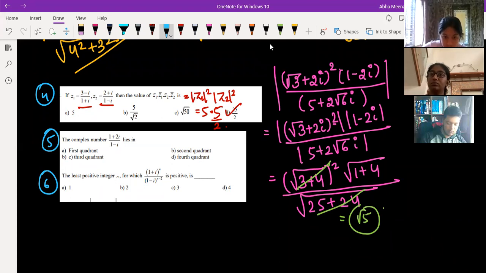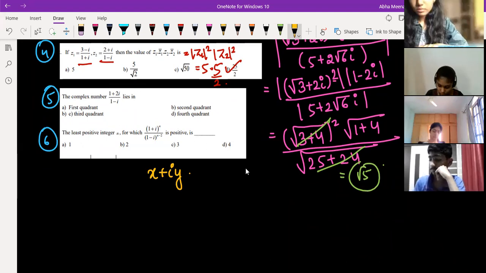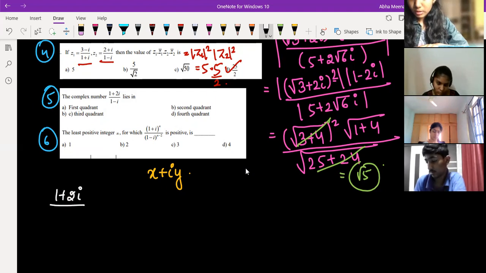To locate a complex number in the Argand plane, which form do we need? We need it in the form of x plus iy. So can you convert it into the form of x plus iy? How do we convert? Rationalize it. 1 plus 2i by 1 minus i into 1 plus i by 1 plus i.